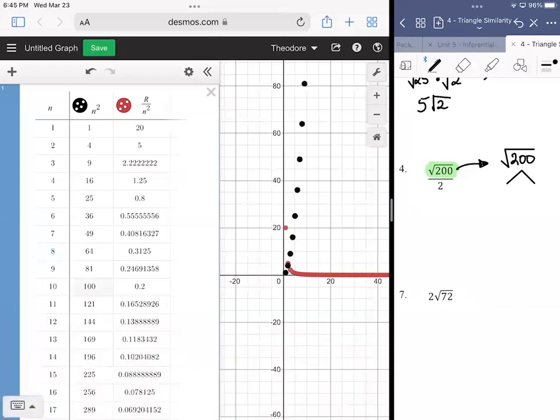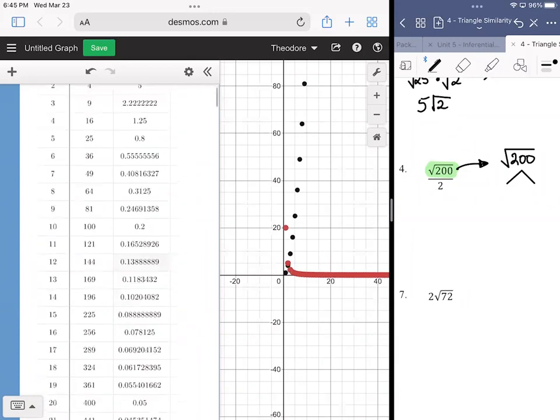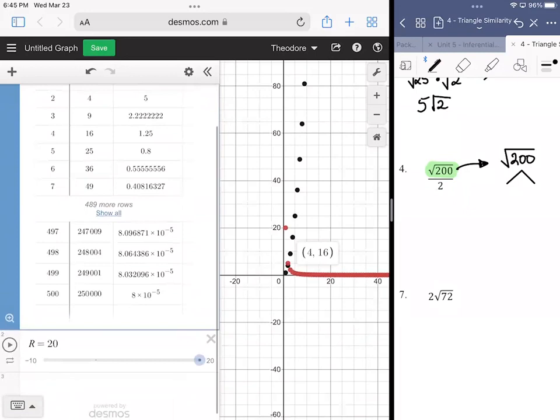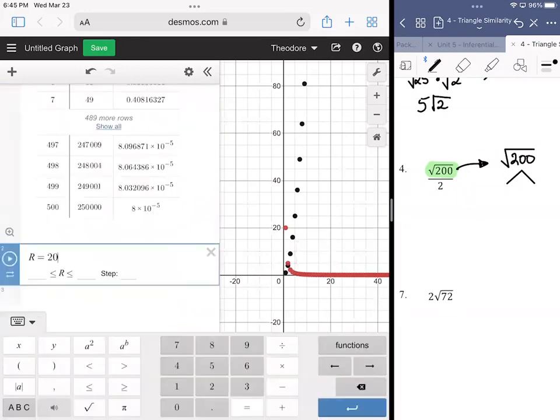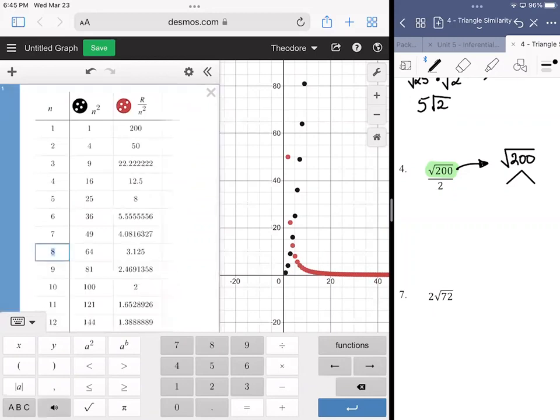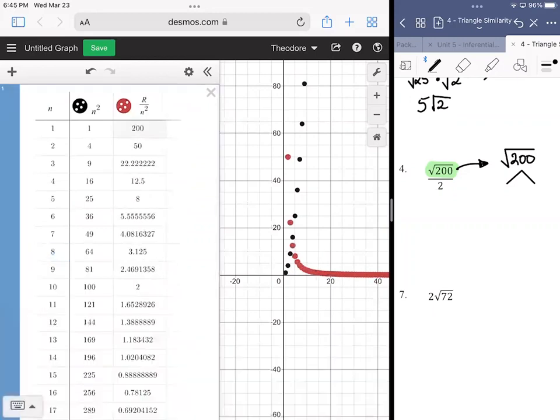Well, fortunately, that number is in the list. So that 100 is in the list, which is great. But this list here, the R over n squared, that's no longer relevant because that's involving a radicand of 20. I need that to be 200. So what I would do is go down here and change my 20 to a 200. And now see that top entry here is a 200.